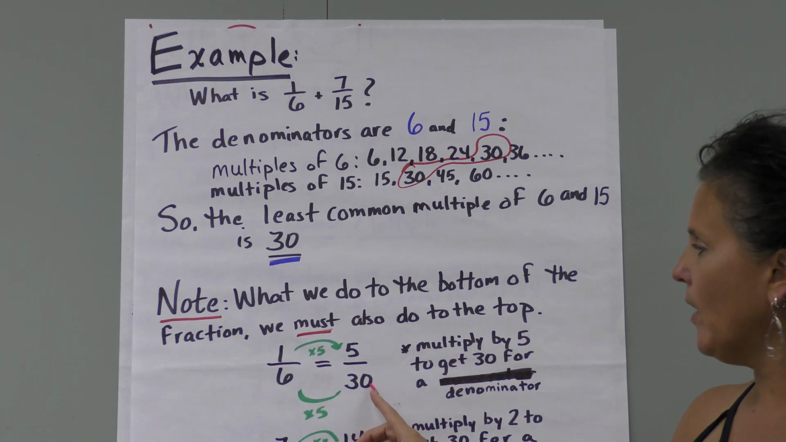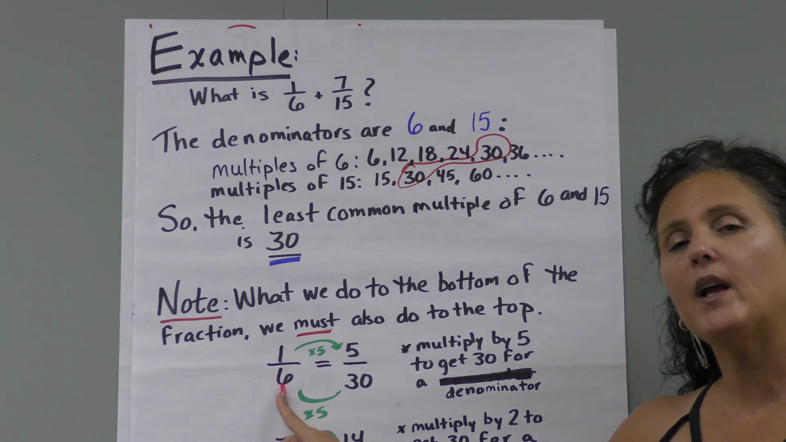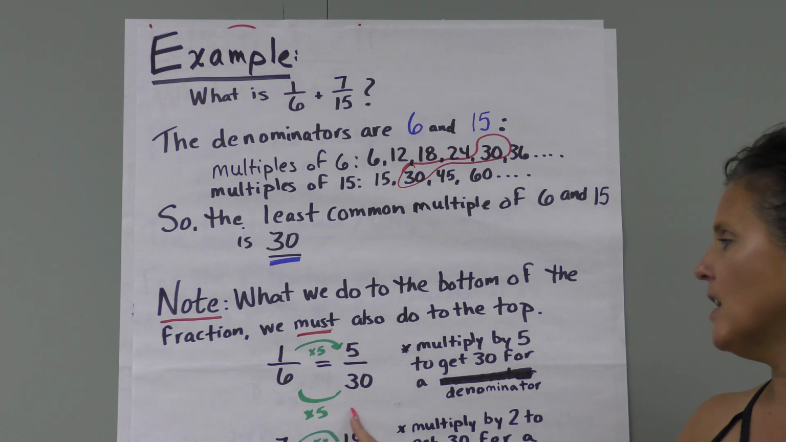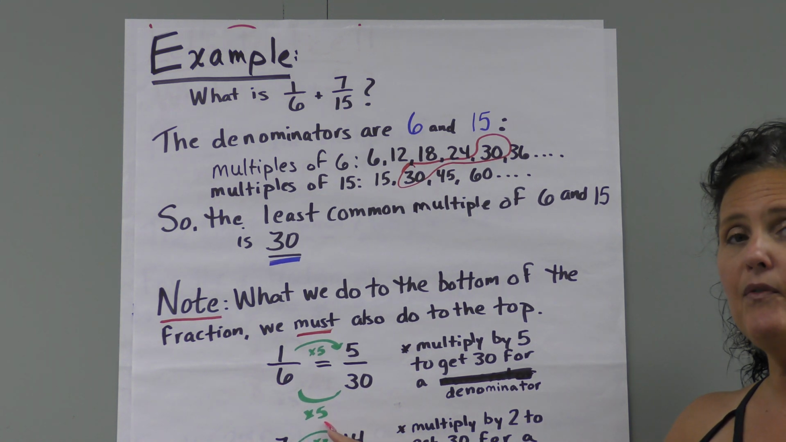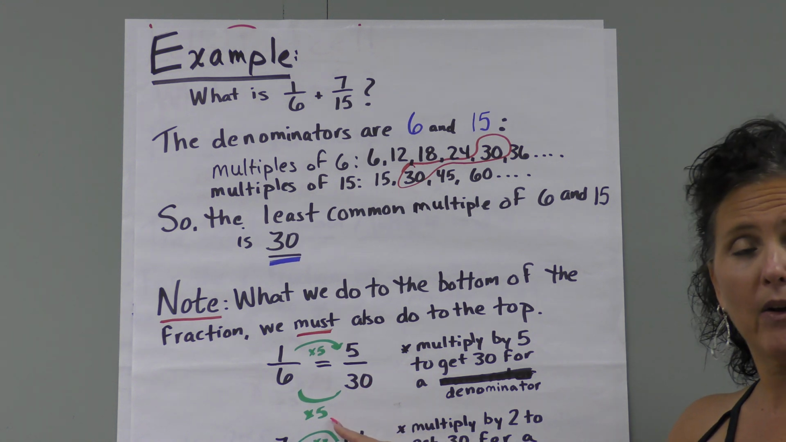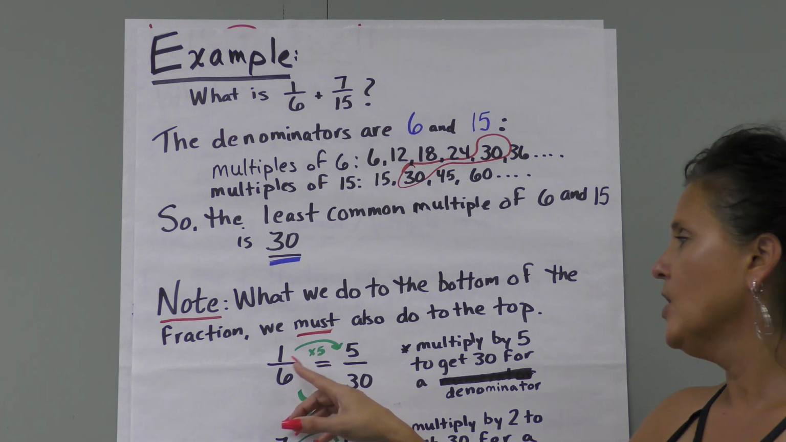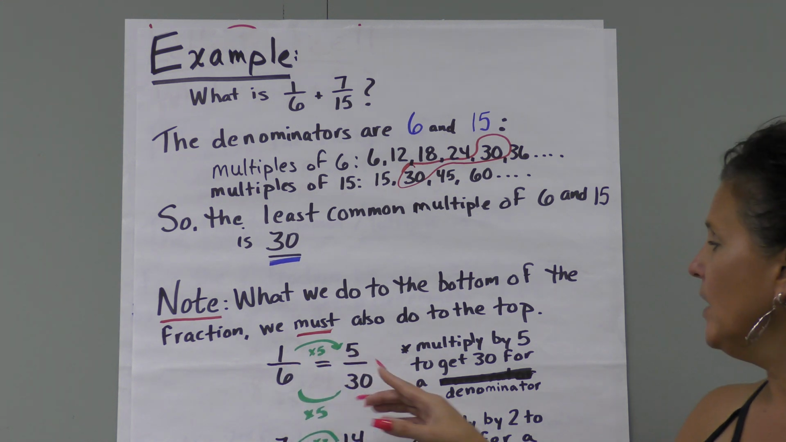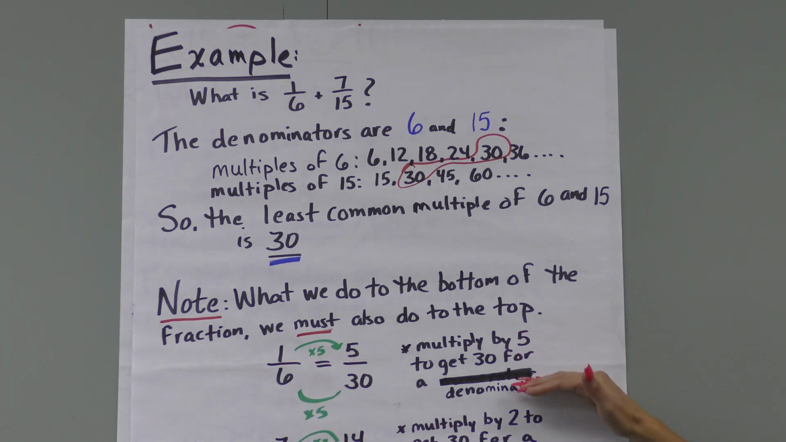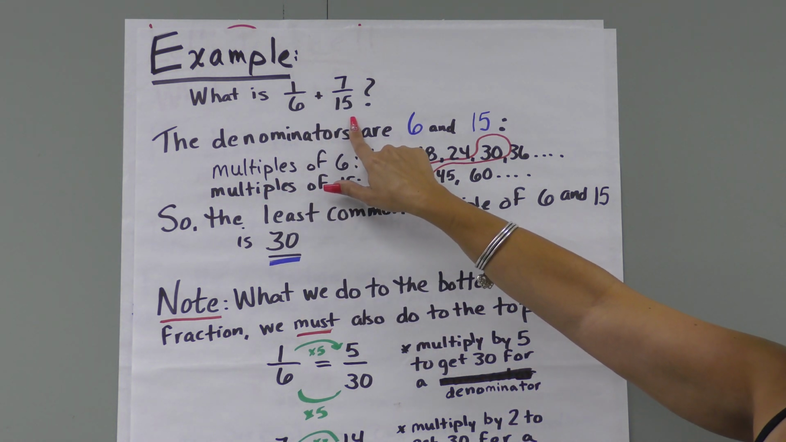So here's our 30 on the bottom and our 30 on the bottom. So if we take 6 and we say, what can we multiply 6 by to get 30? That's 5. So we multiply 6 times 5 to get 30. And if we multiply it on the bottom times 5, we have to multiply on the top times 5. So 1 times 5 is 5. So that tells us what we're doing here. We did that for our first fraction. We have to do it for our second fraction.